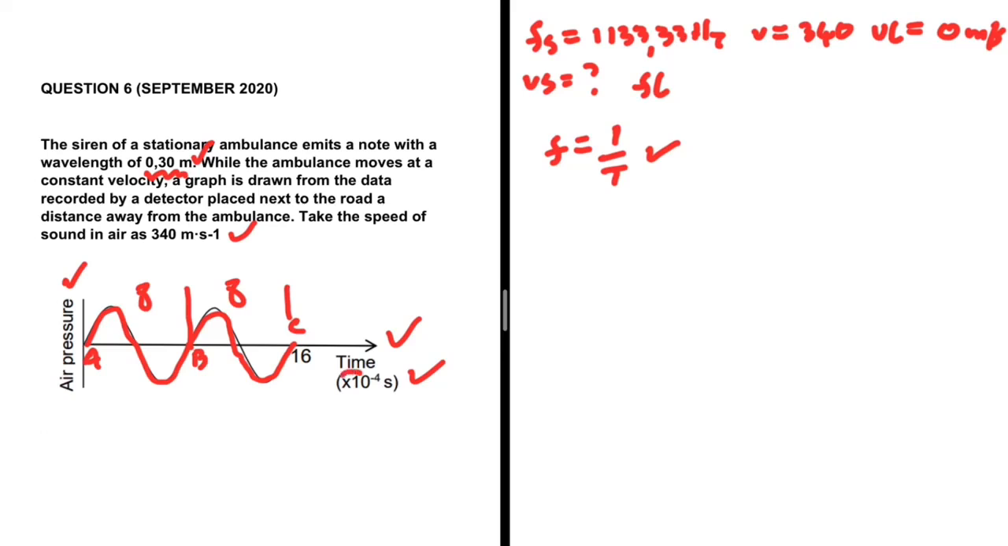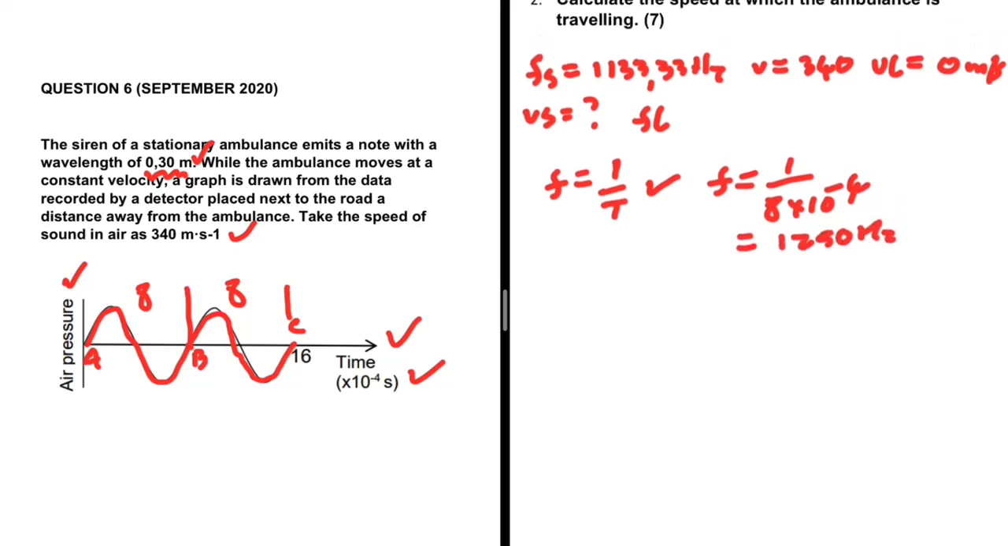It actually says times 10 to the minus 4 seconds here. So if you miss that and you use 8 seconds, then again, you're not going to be able to answer this question. So the frequency, let's go ahead and substitute. It will be 1 divided by 8 times 10 to the minus 4. Let me just put that in my calculator. I'm getting 1250 hertz. So this is the frequency emitted, and this is the frequency observed.